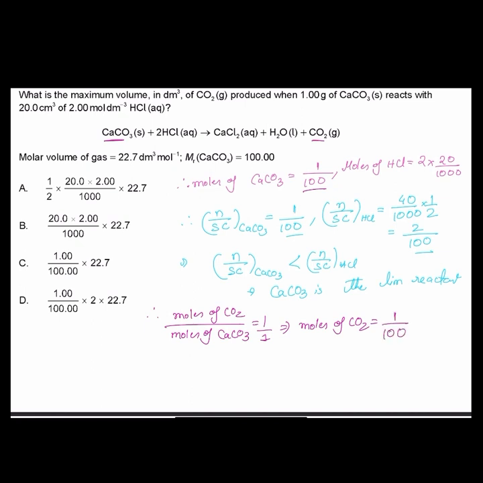Okay, now that is the moles of CO2. Now we have to find the volume of CO2. Volume of CO2 would be moles of CO2 times the molar volume. Molar volume is 22.7. So yeah, this will be the final answer. This is the amount of CO2 produced in decimeter cube. From the options, we clearly see it's option C. So yeah, option C is the correct answer to this question.